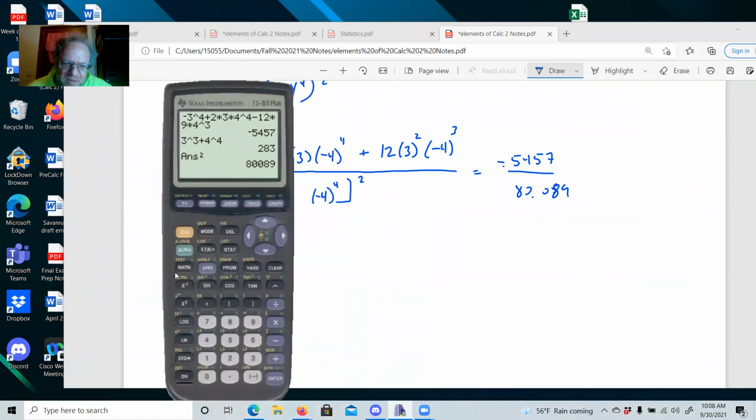So I'm going to go ahead and say 54, 57. I'm going to be really lazy about it. Divided by 80,089 equals, watch what you can do. You got math, hit your fraction button. It didn't like it. They're too big. So we're not going to worry about it.